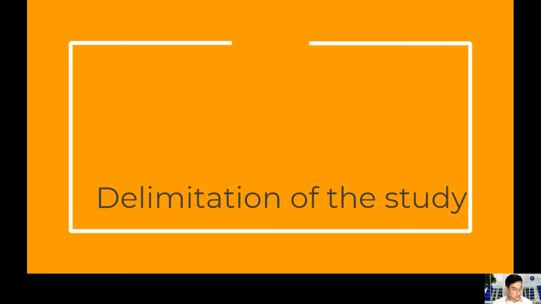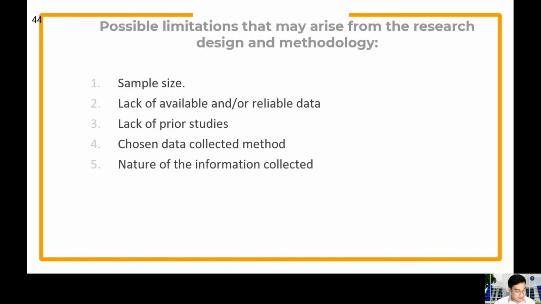For delimitation of the study, we have various limitations that arise during the design and conduct of this study. So this includes characteristics of the research design and methodology, constraints on certain aspects of the research, and the interpretation of data, to name a few. So we have possible limitations that may have arisen from the research design and methodology. So we have sample size, lack of available and or reliable data.